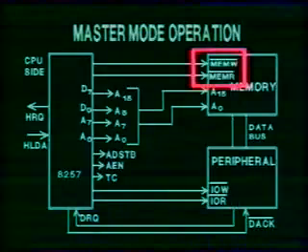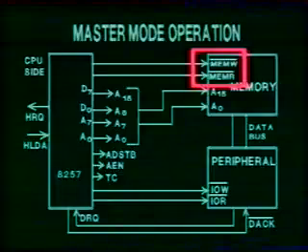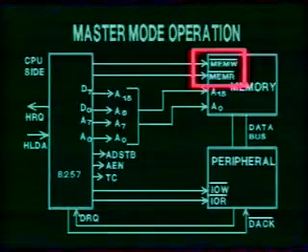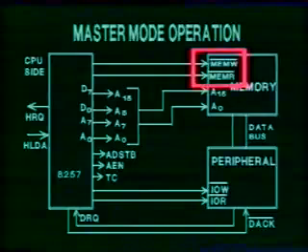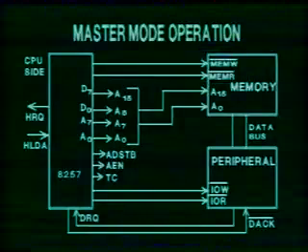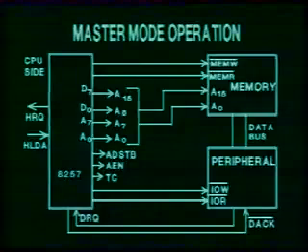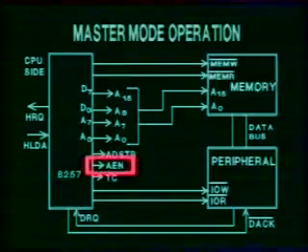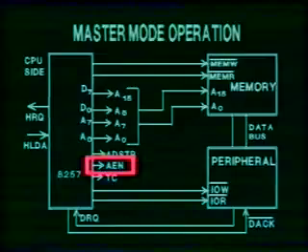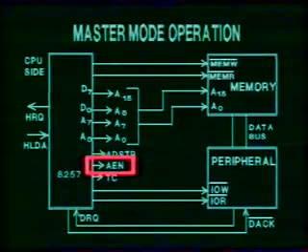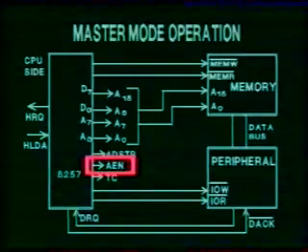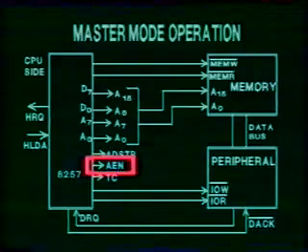The memory read and the memory write control signals are given to the various memory units, so that each memory unit will decode these lines and find out whether the memory has to perform a read operation or a write operation. In addition to this, there are 2 other control signals involved in the master mode operation. One control signal is called the AEN or the address enable control signal, which is active whenever the 16-bit memory address is on the lines A0 to A7 and D0 to D7 of the DMA controller.